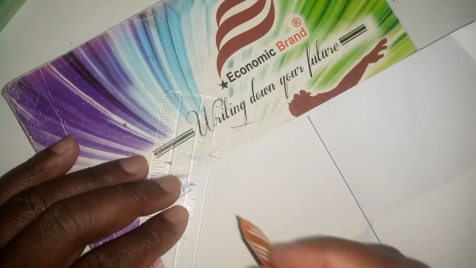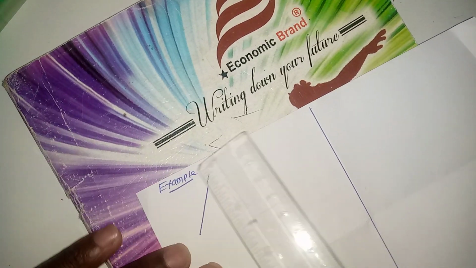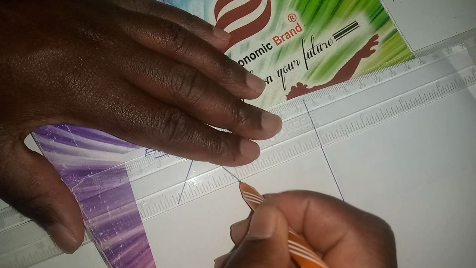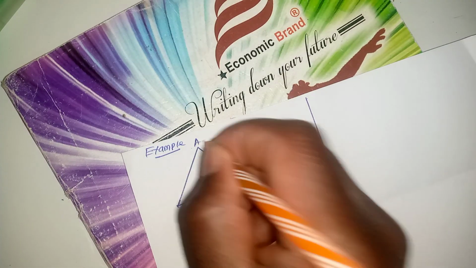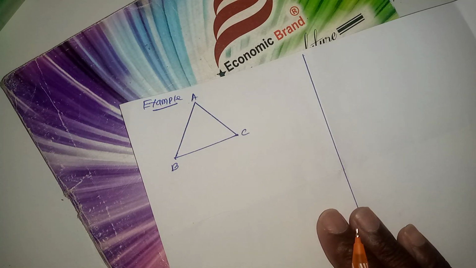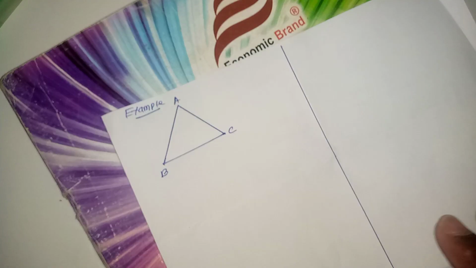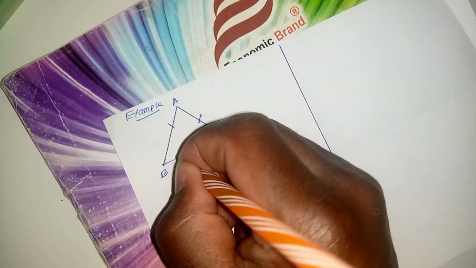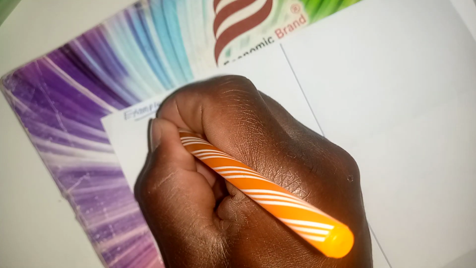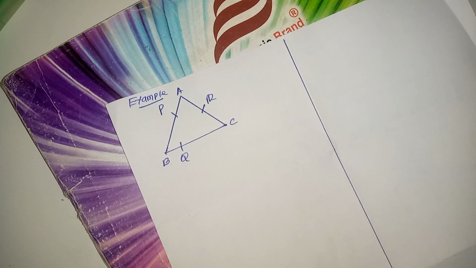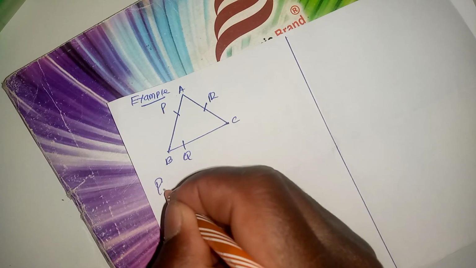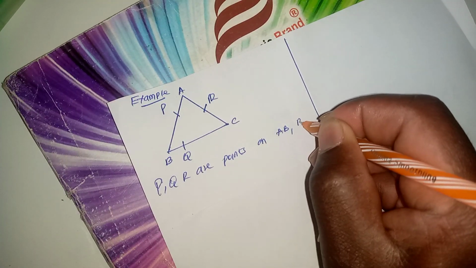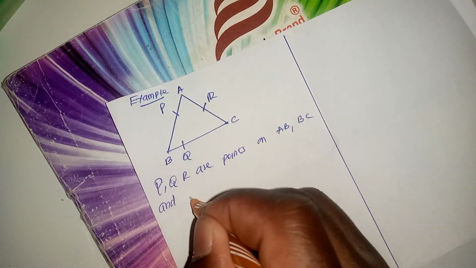We are given a triangle like that. Let's take for instance that this is A, this is B, and this is C. Now we are told that in the figure ABC, P, Q, R are points on AB, BC, and CA respectively.